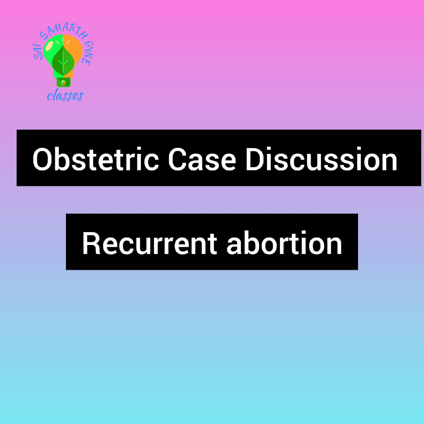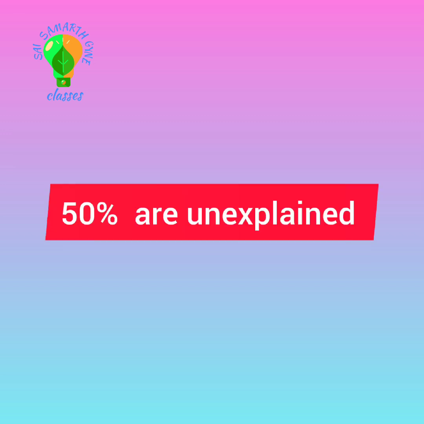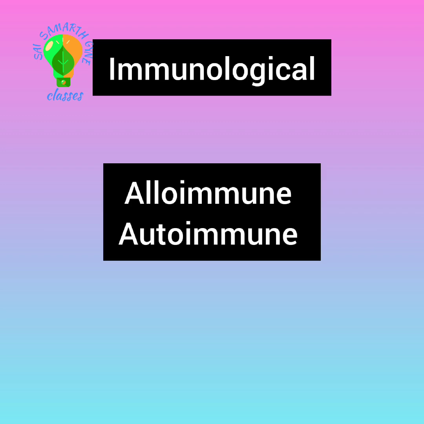So whenever you get such a case, the first thing you have to do is find out the probable cause in the patient. The main causes are immunological, endocrine defects, and anatomical defects in the mother, and amongst the anatomic, septate uterus is the most common defect. 50% of the cases of recurrent abortion are unexplained. You cannot find any cause for it. Then obesity and environmental factors like smoking, alcoholism, heavy strenuous work of the mother or some mental stress, all these also play a role.